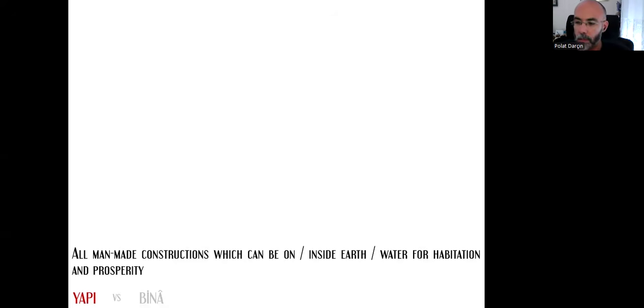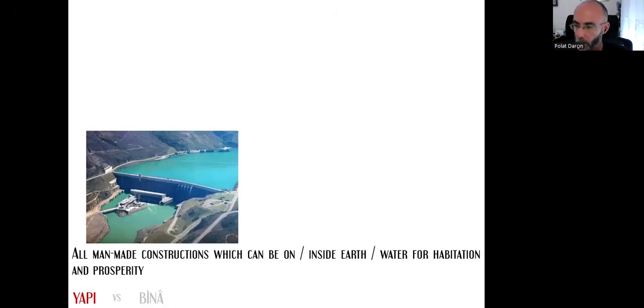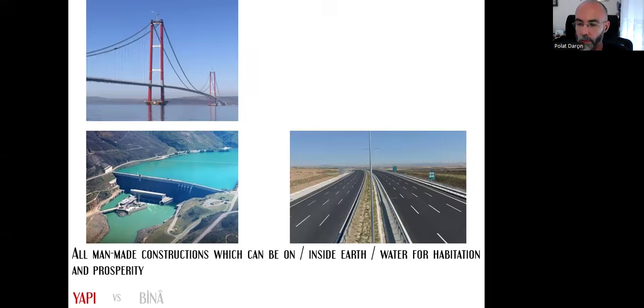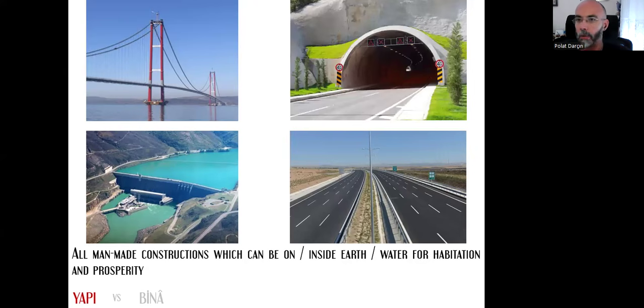Yapı versus bina. Yapı, we can define it as all man-made constructions which can be on or inside the earth or water for habitation or for prosperity. Anything that has been created by man, such as dams or bridges or roads, these are all constructed things, or tunnels, but including the buildings. But when we say bina, building, we want to talk about a specific group, subgroup of this yapı, if we say.